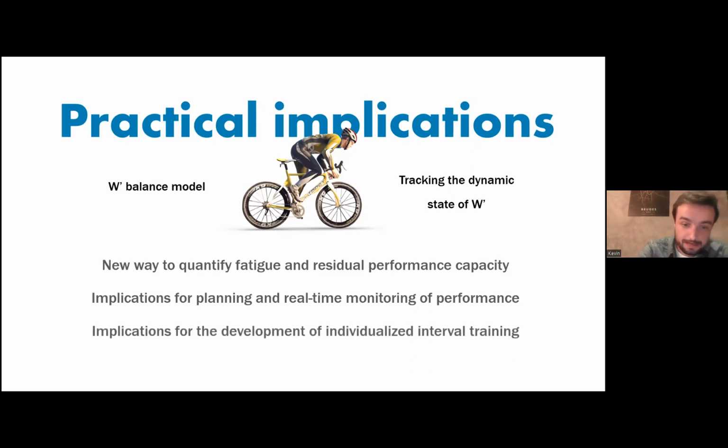And also, of course, it can be a useful tool if we think about the setting of interval training, because coaches often use their experience or their gut feeling when they make interval training programs. But if you have more insight into the dynamics of that W prime, you can further optimize and further individualize that kind of training. So there are quite some interesting applications if those models would work, or work properly.